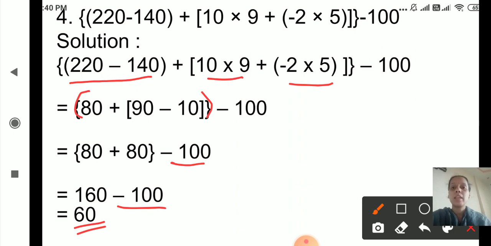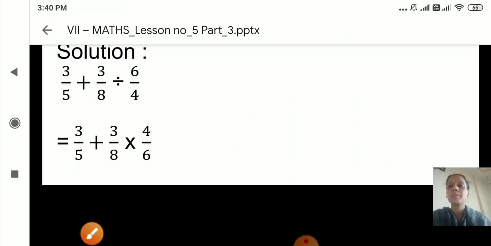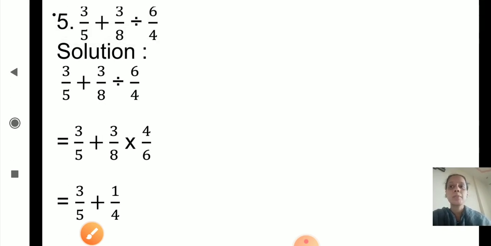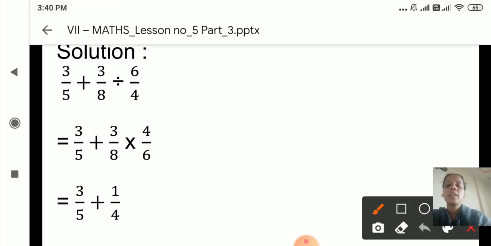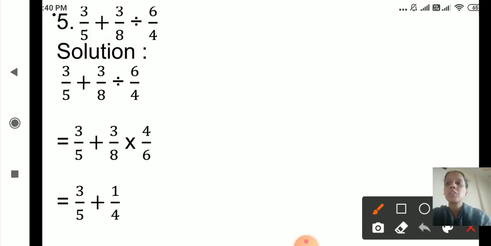Now we'll move to the next sum and the last sum from practice set 25, that is the fifth one. This is the fifth question: 3 upon 5 plus 3 upon 8 divided by 6 upon 4. Now in the solution we'll write down the question first: 3 upon 5 plus 3 upon 8 divided by 6 upon 4. Now first what we will do, addition is given and division is given. First we will do the division.